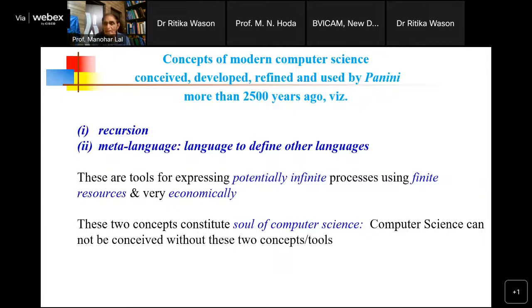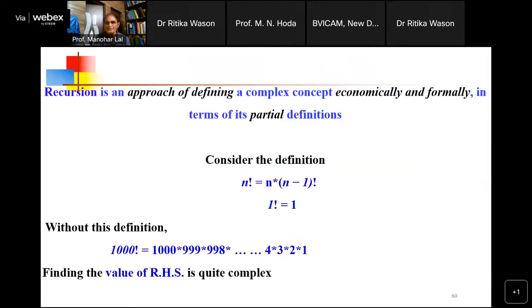And what is recursion? As you'll see just now, in just two or three lines, you can write the solution of the factorial of 1,000,000. That is just two or three lines. Therefore, recursion allows us to express a potentially infinite process in a small number of lines. These two concepts constitute the soul of computer science.